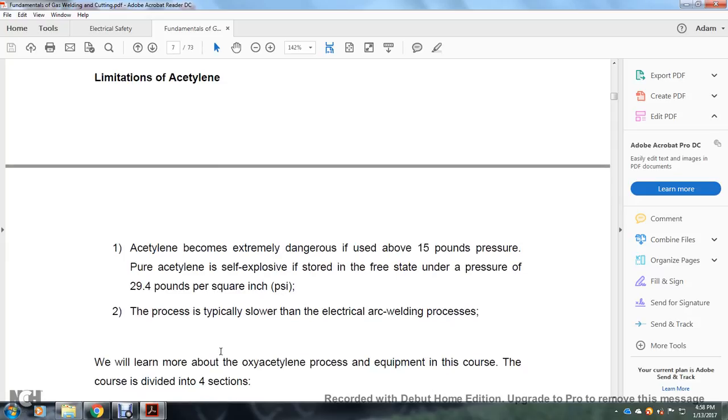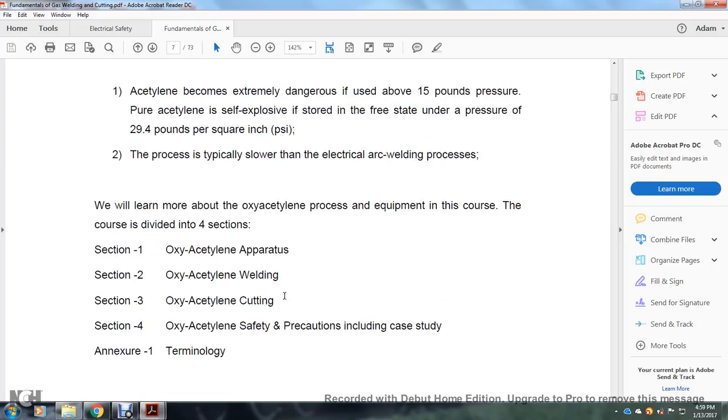Limitations of acetylene. Acetylene becomes extremely dangerous if it is above 15 pounds of pressure. Pure acetylene is self-explosive and is stored in a free state under a pressure of 29.4 pounds per square inch. The process is typically slower than the electric arc welding process. We'll learn more about acetylene process equipment in the course.